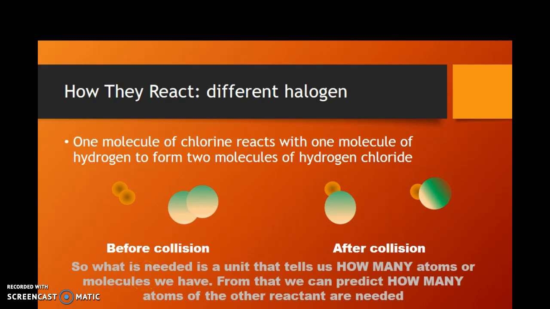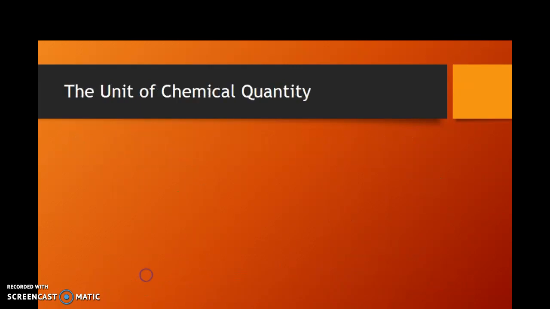So what we need is a chemical unit that tells us how many atoms or molecules we're working with. From that, we can predict how many atoms of the other reactant are needed, and from that, we can get how many molecules or units of the product would be formed. Let's see how that works.